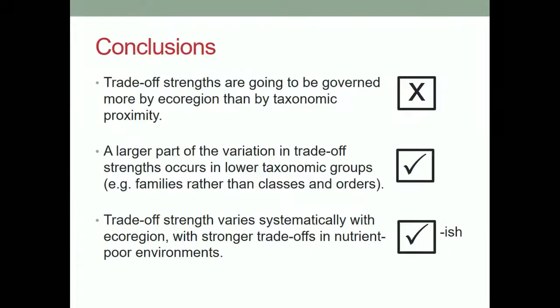So overall, I guess no for the first one. Trade-off strengths tend to be governed more by taxonomic proximity. The trade-off variations are lower down at the family level. And the last one, yes, it does-ish. In a more stressful environment like deserts, you do seem to see a stronger trade-off, but it's kind of hard to distinguish between the others at what level this trade-off is.